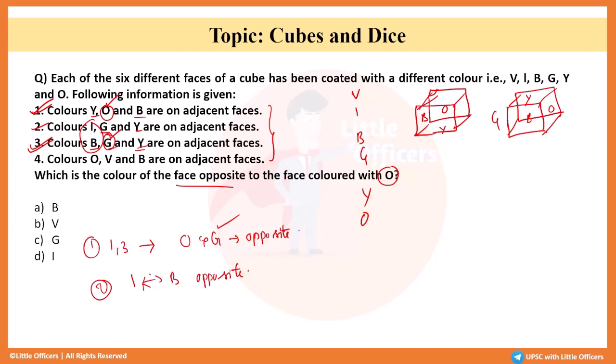So that is another conclusion that we can make. So in this manner, if we conclude and make the entire dice, the resultant is going to be looking like this. Look at this. I and B opposite to each other. O and G opposite to each other. Y and V opposite to each other. So now what we need to find? We need to find the face opposite to the face which is colored with O. So what is that? That is G, and the correct answer is going to be G here. Simple. You just have to practice it. Simple. ठीक है.